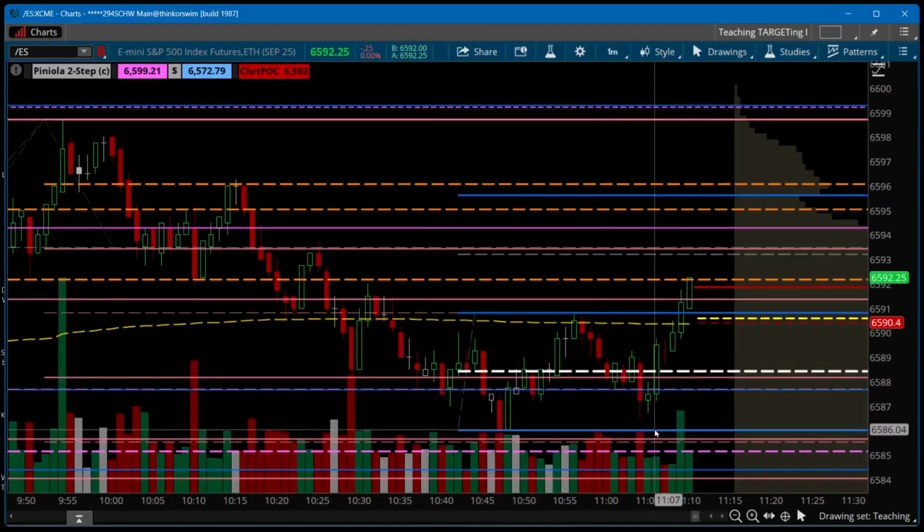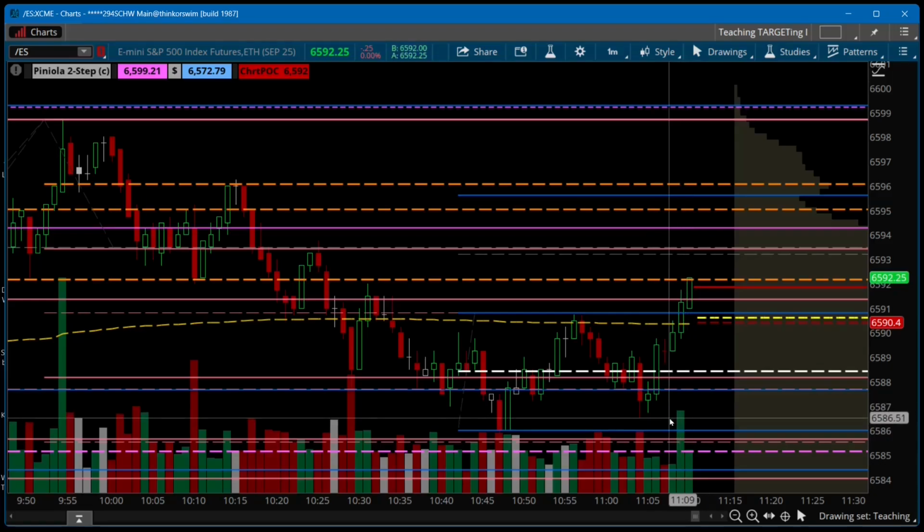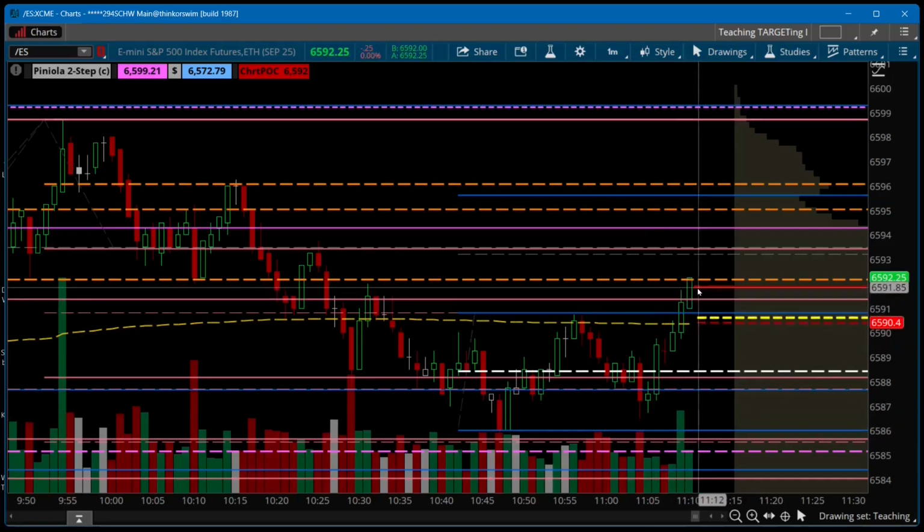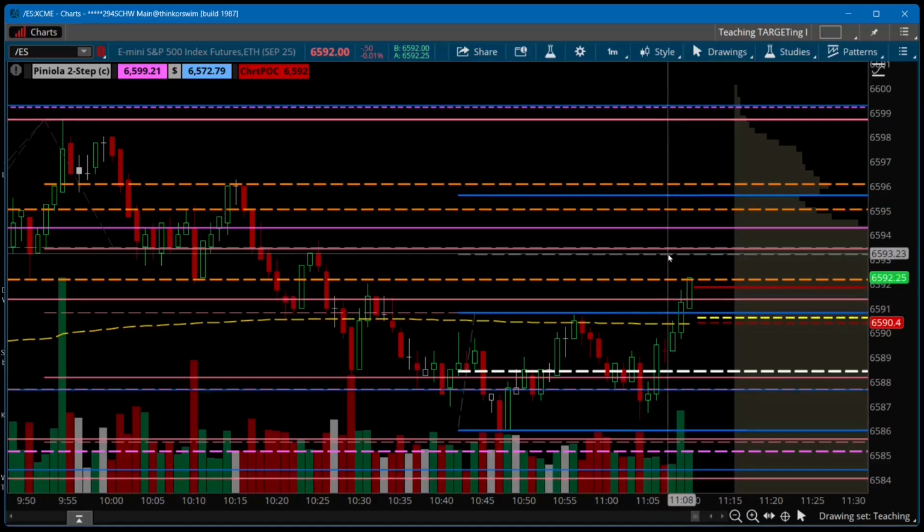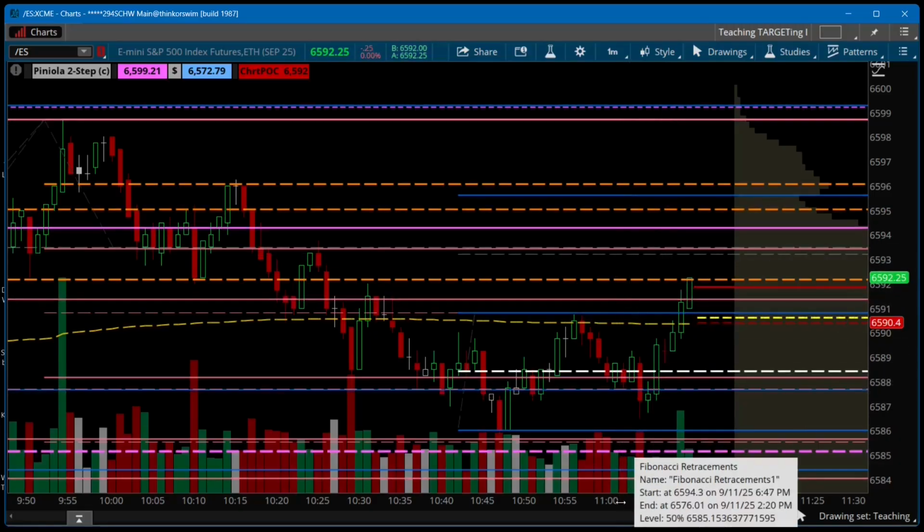Okay, I'm noticing this volume right here, pushing it through this congested area. So it does look like we may come up here and hit that target.